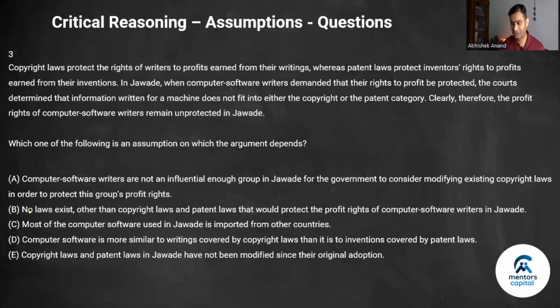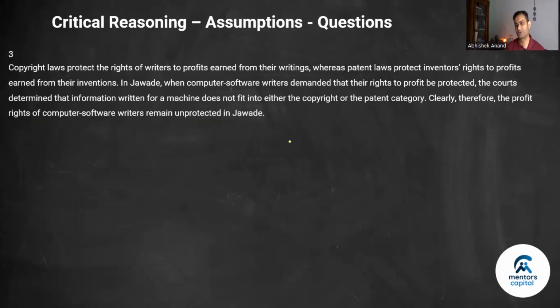Okay. Question number 3. This one would be simpler as compared to the previous two. Which one of the following is an assumption on which the argument depends? So what is the argument? The profit rights of computer software writers remain unprotected. This is what the conclusion is. If I were to deconstruct it, two laws are given.